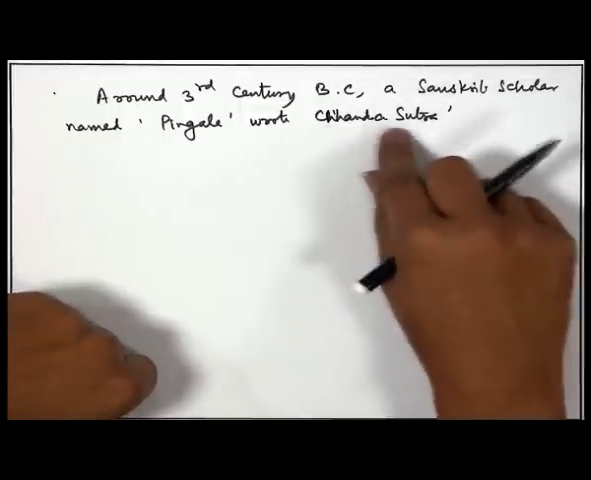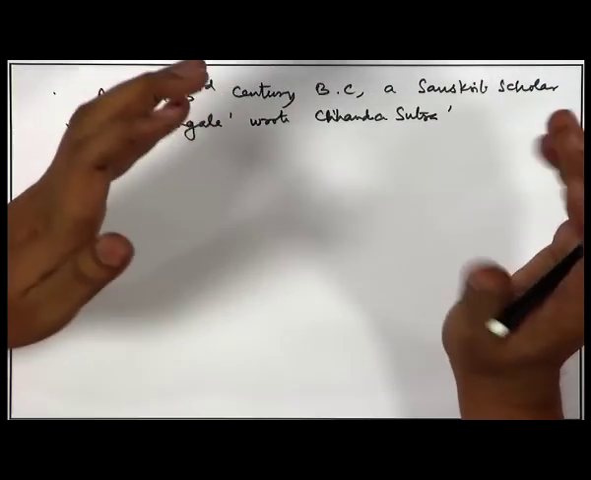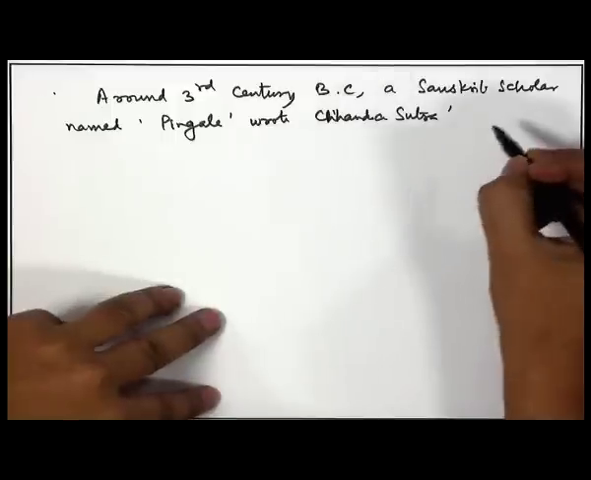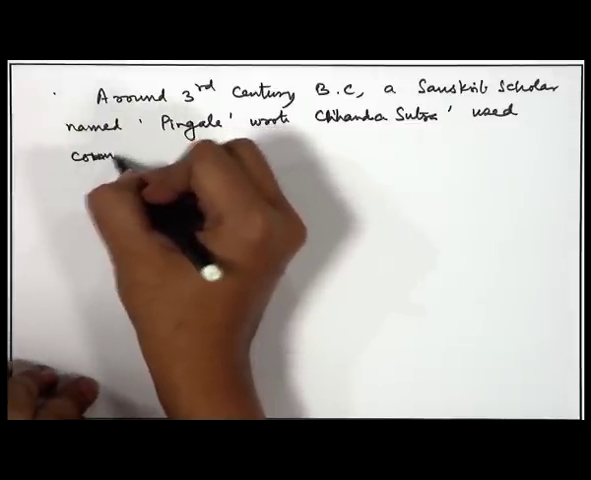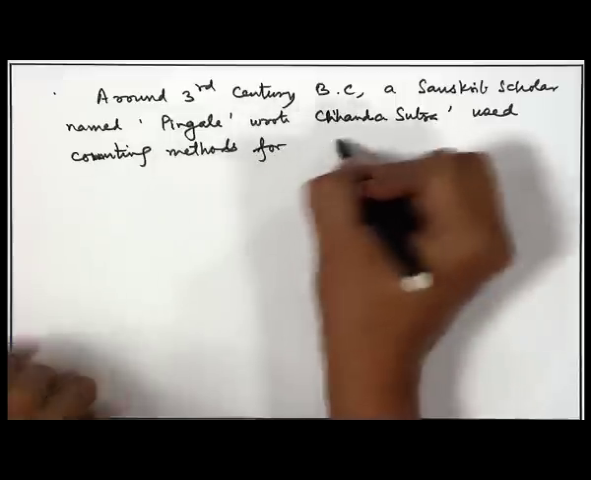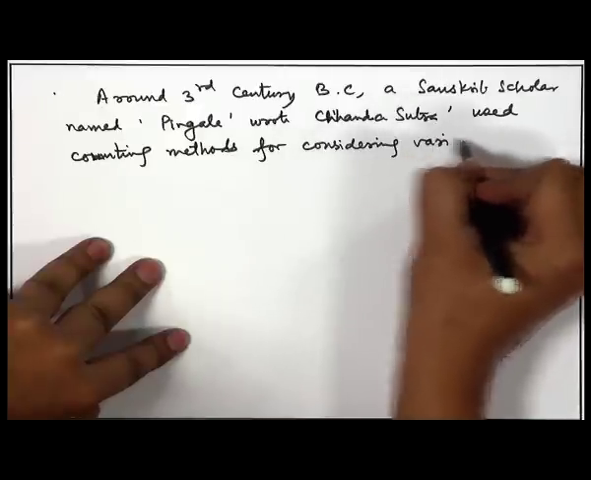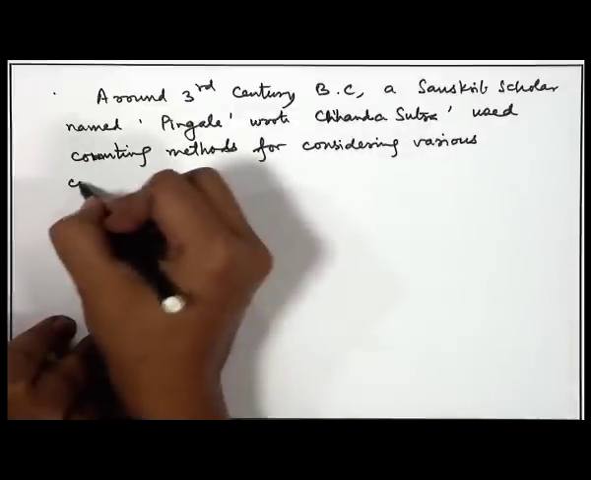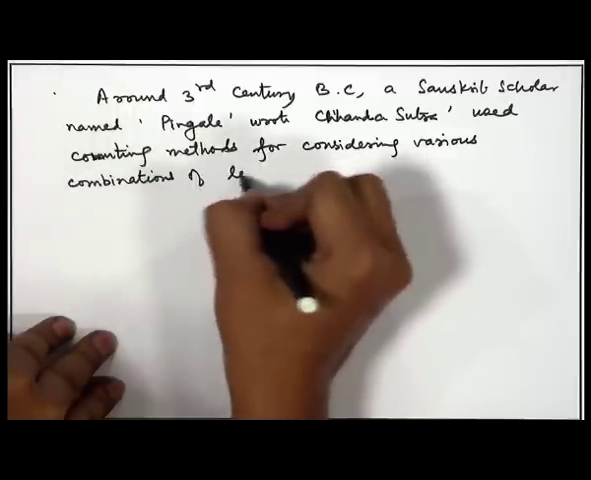So, as you can understand from the name, Chand Sutra means how to write various chandas with different type of combinations. So, for example, you have these many matras, these many letters, etc. So, he used counting methods for considering various combinations of letters.